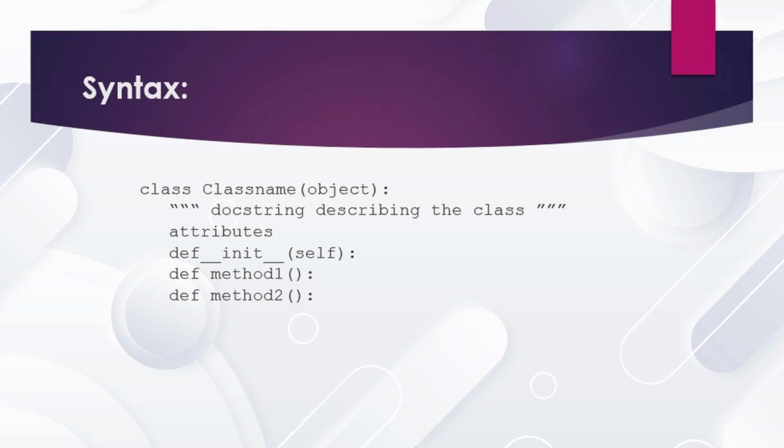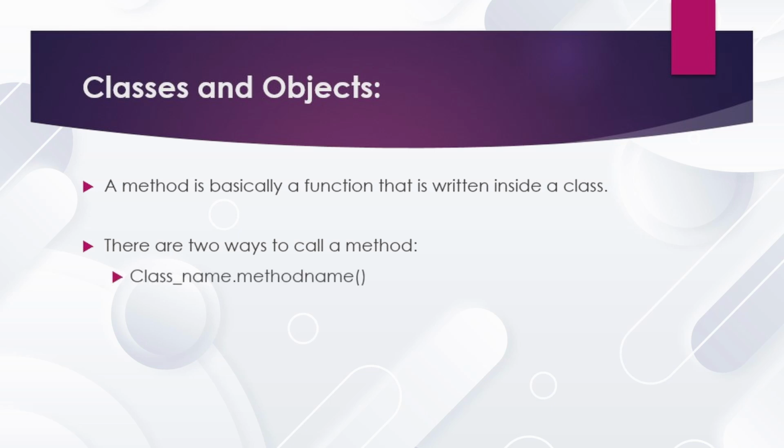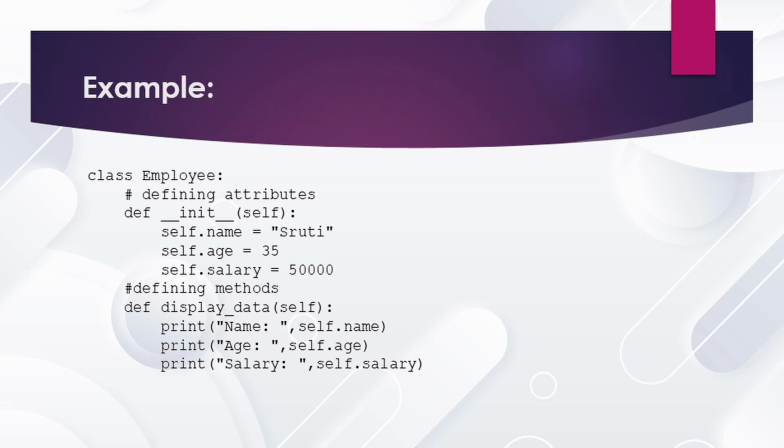The init method is a special initializer method used to assign values to these attributes. Method 1 and method 2 are additional methods that can be defined to operate on the data stored in the attributes. A method is basically a function that is written inside a class. There are two ways to call a method. The first one is class name dot method name, and the second one is instance name dot method name. Let us look at an example of a class.